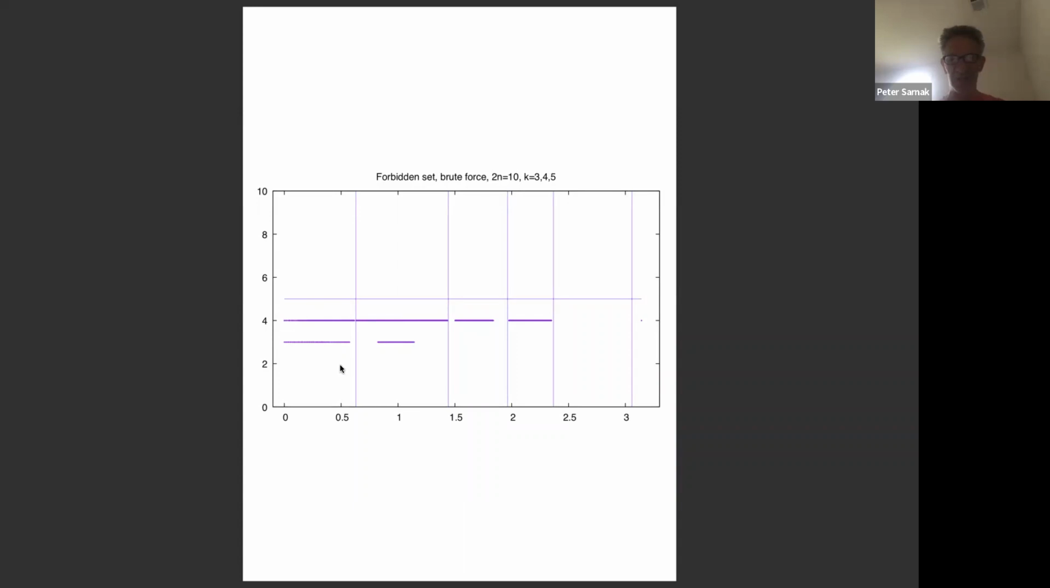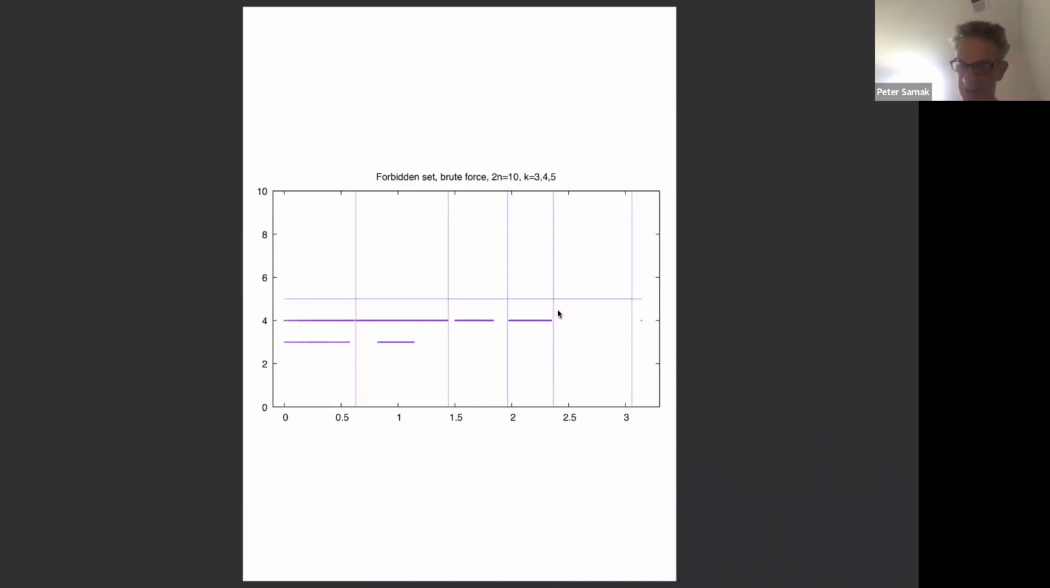It's got 5... It's got 10 eigenvalues, but they repeat, theta j and minus theta j. So here are the eigenvalues between 0 and pi. Here are the 5 eigenvalues. This is the forbidden set.